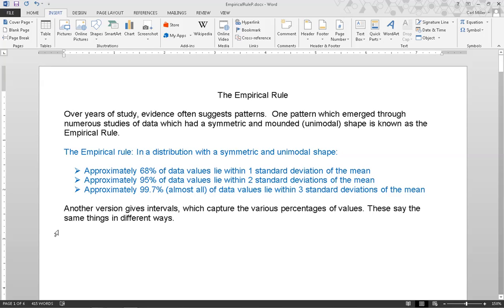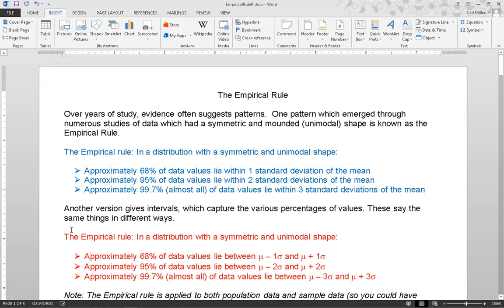Another version gives intervals which capture the various percentages of values. These say the same things, just in different ways. The empirical rule. In a distribution with a symmetric and unimodal shape, approximately 68% of data values lie between mu minus 1 sigma and mu plus 1 sigma. Approximately 95% of data values lie between mu minus 2 sigma and mu plus 2 sigma. Approximately 99.7%, almost all, of the data values lie between mu minus 3 sigma and mu plus 3 sigma.